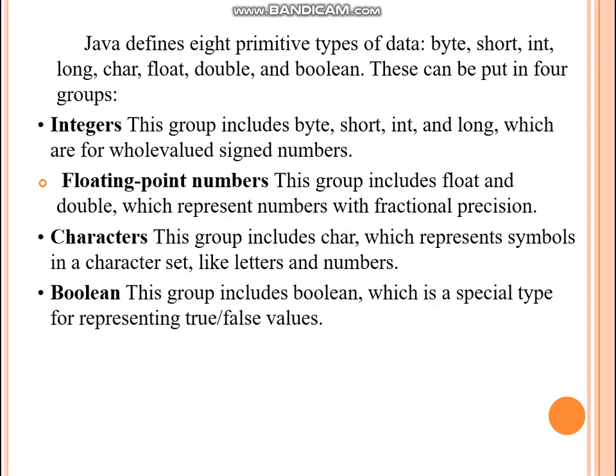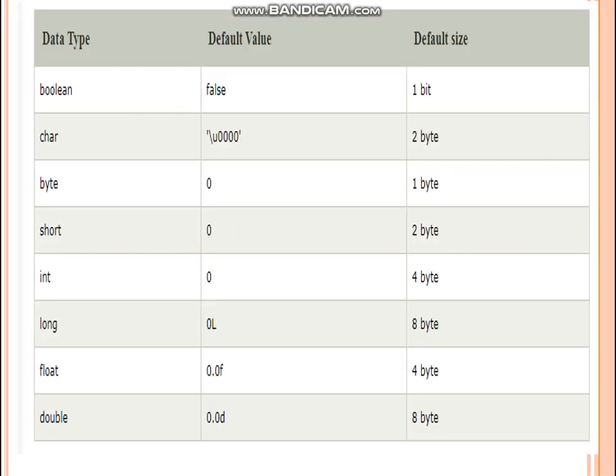Floating point numbers: this group includes float and double, which represent numbers with fractional precision. Characters: this group includes char, which represents symbols in a character set, like letters and numbers. Boolean: this group includes boolean, which is a special type for representing true or false values.